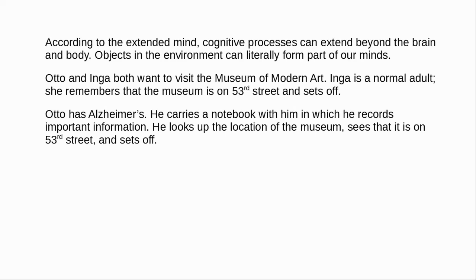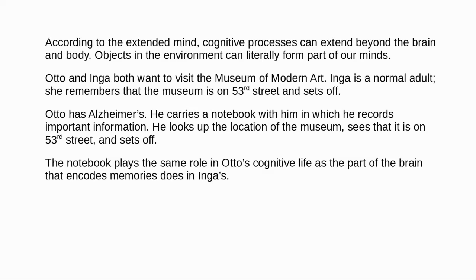Now, Clark and Chalmers say that the notebook is literally part of Otto's memory, and whatever's written in Otto's notebook forms part of his set of beliefs. They think it would be true to say that Otto believes the museum is on 53rd Street even before he looks in his notebook. And the point is that Otto's notebook plays the same functional role in his cognitive life as the part of Inga's brain that encodes memories does in hers, right? So that part of Inga's brain and Otto's notebook both play the same functional role.